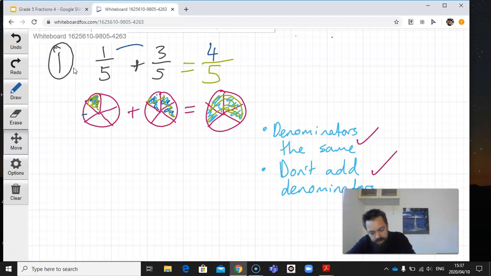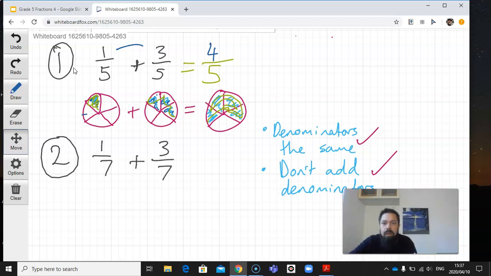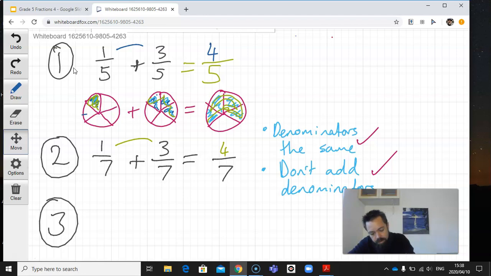I'm going to now add in that one that I rubbed out, 1/7 plus 3/7. Not that you're going to find this one very difficult. We know why it is that we don't add the denominators. It stays as 7. 1 plus 3 is 4. We get 4/7. What if you got something like this?